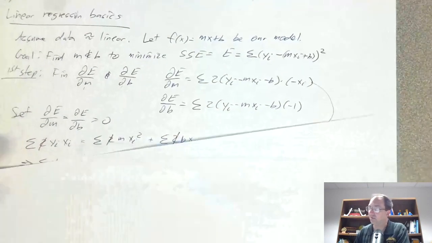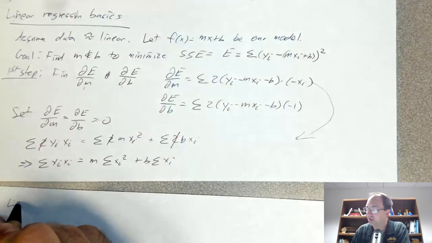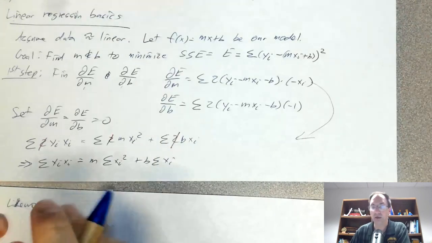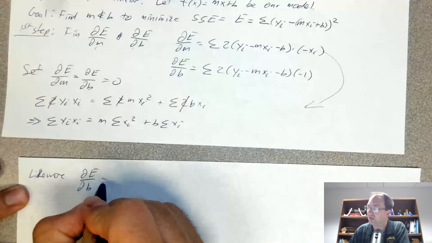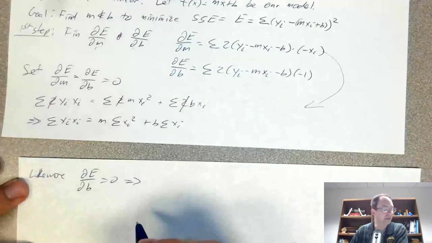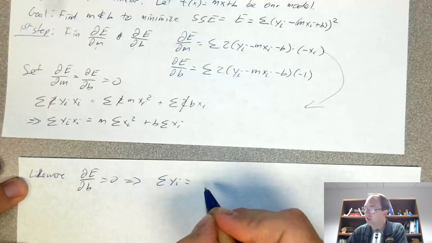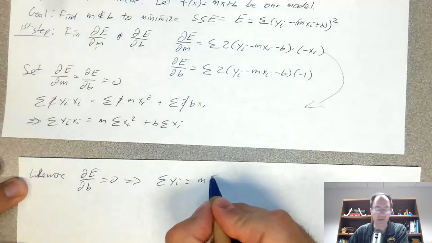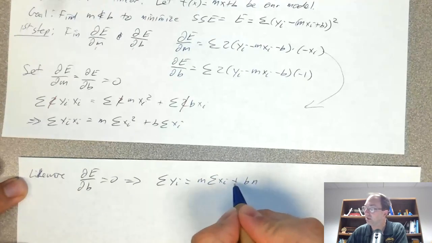We can do this similar thing for the partial of E with respect to b. So likewise, partial of E with respect to b equal to 0 gives us the following formula. I'll let you do the algebra and check my work. The sum of the yi's equals m times the sum of the xi's plus b times n.